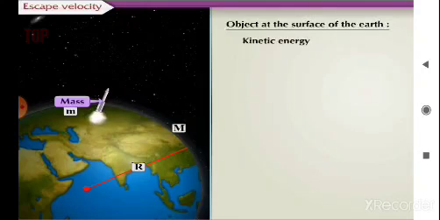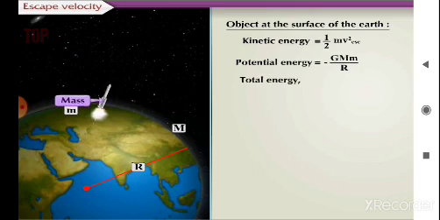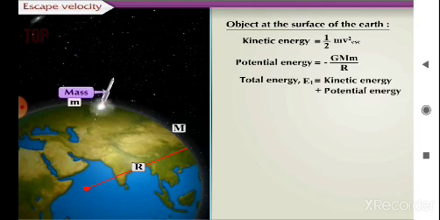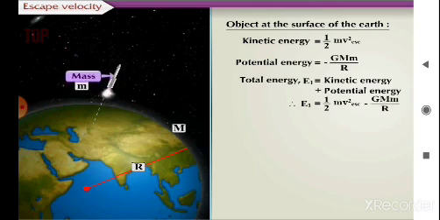Object at the surface of the earth, kinetic energy is equal to 1/2 m v square esc. Potential energy is equal to minus G M m upon R. Total energy is E1 is equal to kinetic energy plus potential energy. That is equal to 1/2 of m v square esc minus G M m upon R.